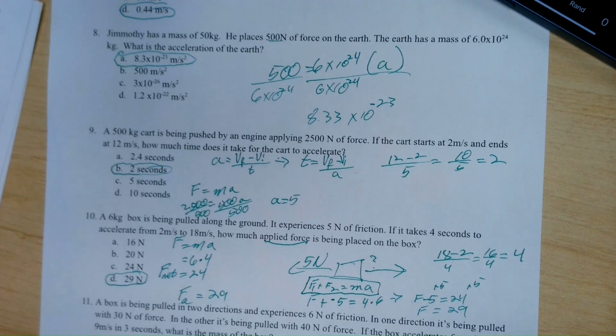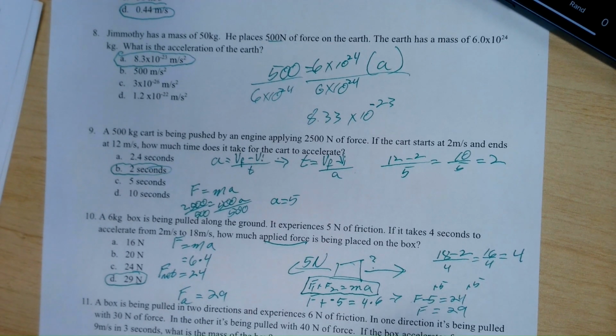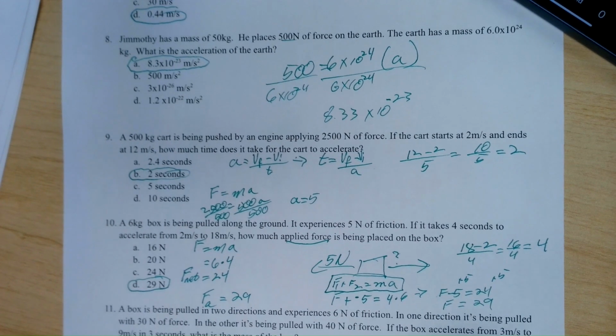A box is pulled in two directions. It experiences 6 newtons of friction in one direction, and in the other direction it's being pulled with 40 newtons of force, and this would be 30 over here. If the box accelerates from 3 to 9 in 3 seconds, what is the mass of the box? So we don't know that part. So our net force over here is 36.